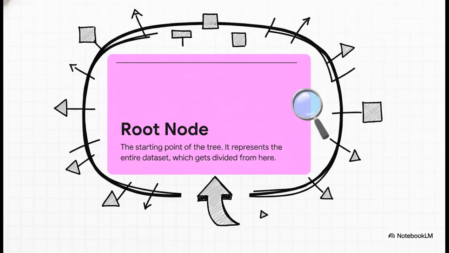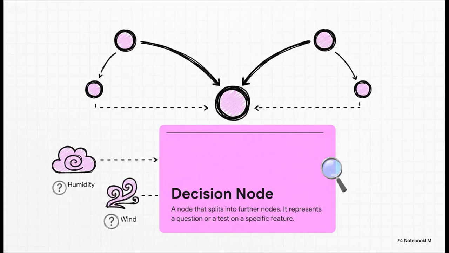Now, to really get how these trees are built, we need to know just a couple of terms. That very first question, in our tennis example, what's the outlook, that's called the root node. Think of it as the starting block, where all of our data is just sitting there before we make that very first split. So from that root, we start to branch out.